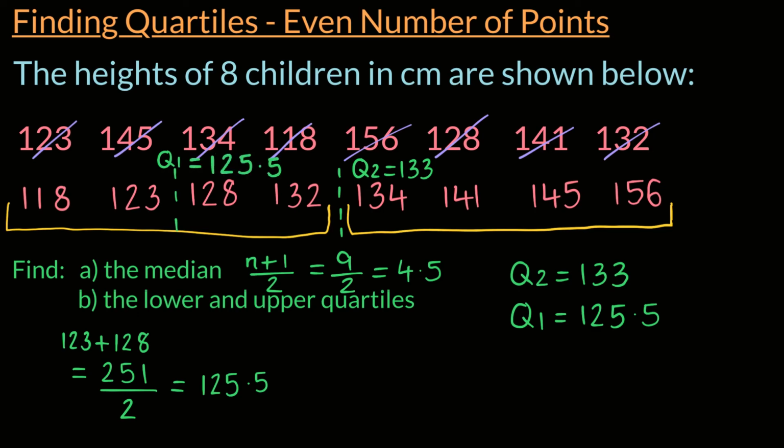Then our Q3 will be a little bit easier because it lies in between 141 and 145. So we should know that Q3 will just be 143. But if you find that quite challenging, you can just add them together and then half it. So again, we have our 3 quartiles. Lower quartile, 125.5. Middle quartile, or our median, Q2, is 133. And Q3, our upper quartile, is 143.